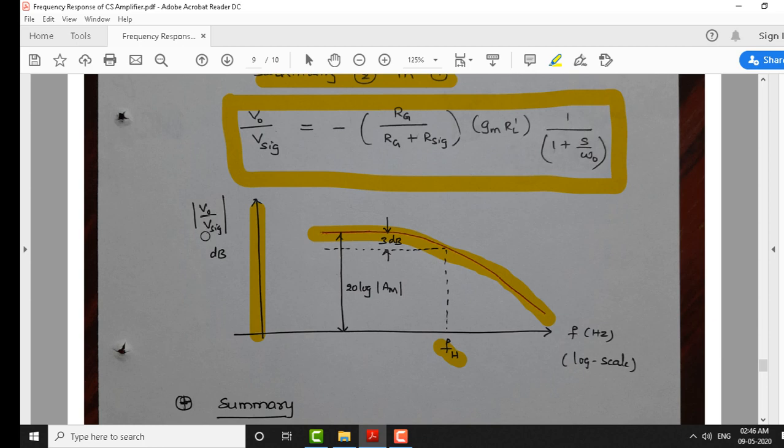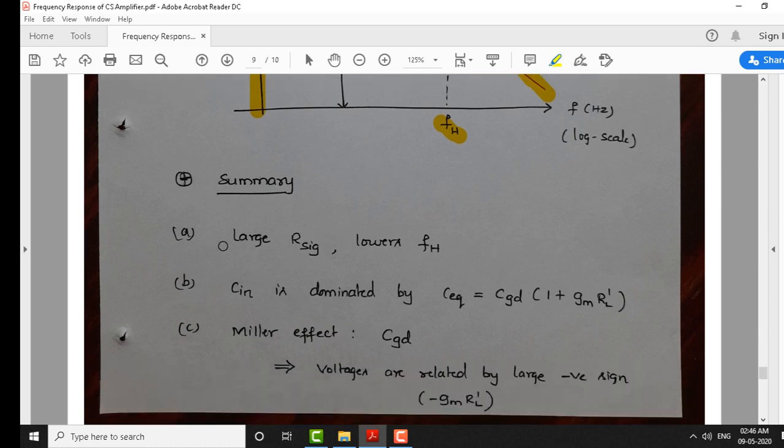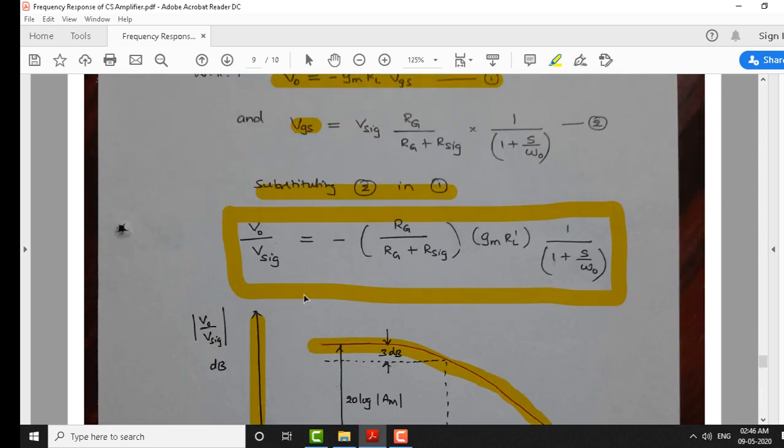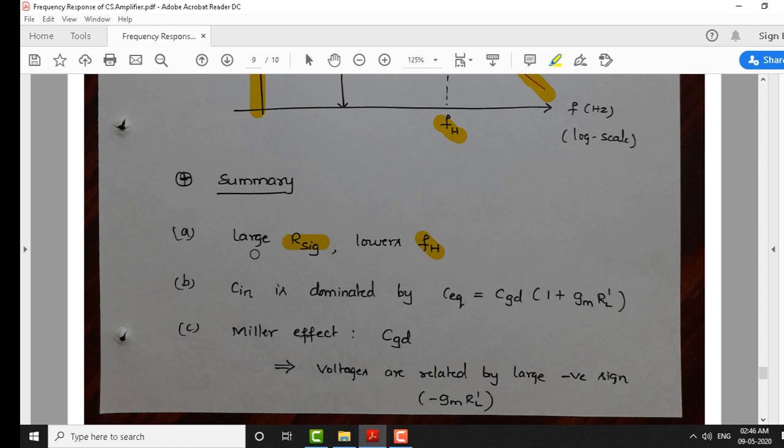Now let us summarize what we have covered and the observations we can make for the high frequency response of the common source amplifier. First, with large R signal, FH is inversely proportional to R signal. Going back to the FH expression, we have R dash signal, which is the parallel combination of RG and R signal. If the internal resistance R signal is very large, then the higher cutoff frequency will be very low.